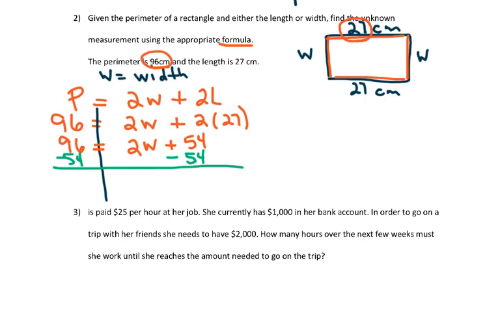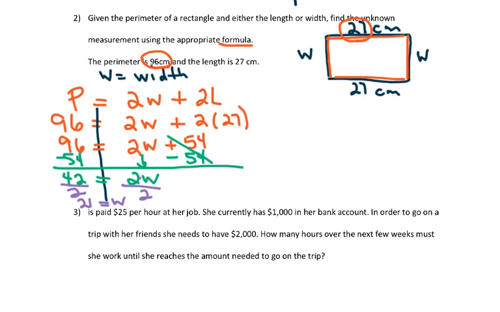96 minus 54 is 42, equals the 2W drops down here, and the 54's cancel. And then the next step is to divide by 2 on both sides. Since that was multiplication, I have to do the inverse. And 42 divided by 2 is 21. So I get 21 is equal to the width.